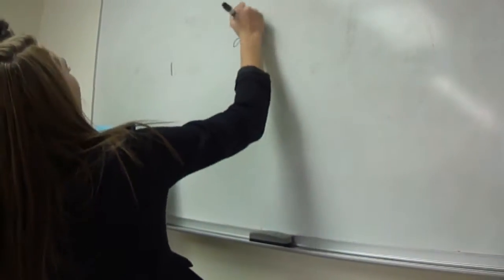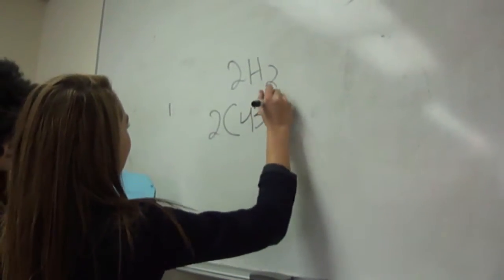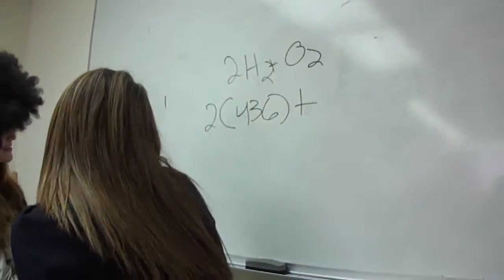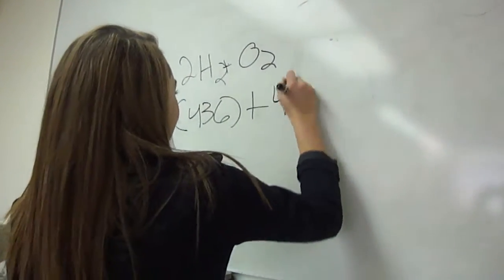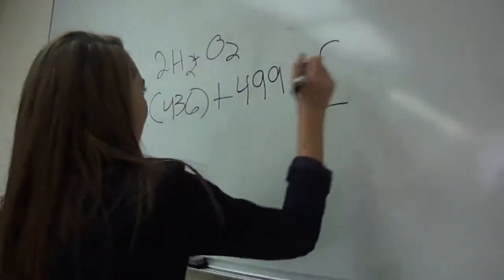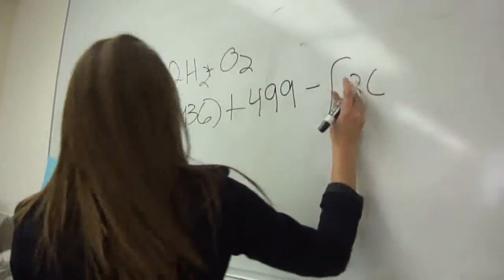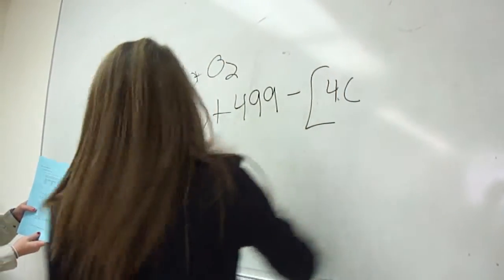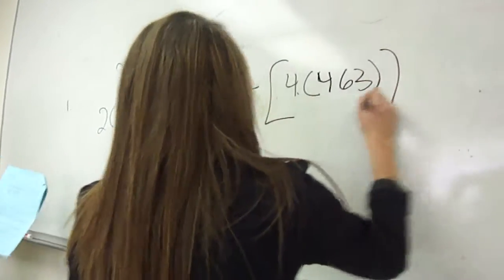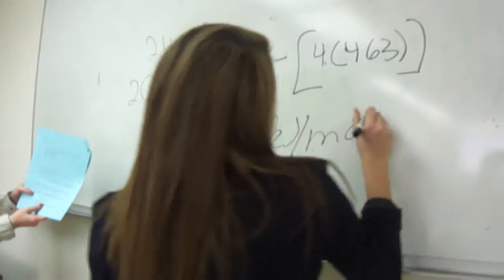Since it's 2H2, there are 2 H bonds, so it's 2 times 4, 36. Plus, since it's O2, there's one double O bond, plus 499, and then you subtract 2H2O, so 2 times 2 OH bonds, so it's 4 actually, times 463, and then you get negative 481 kilojoules per mole. That's because I know everything.